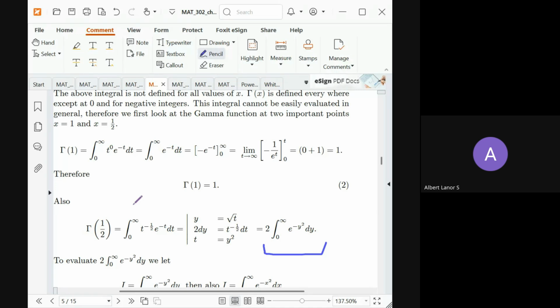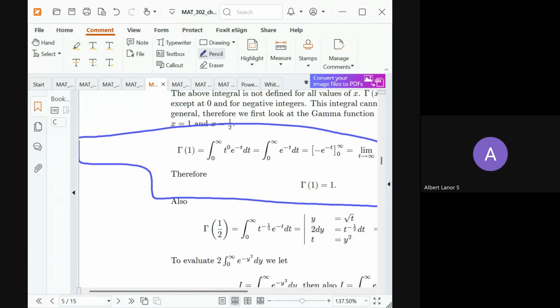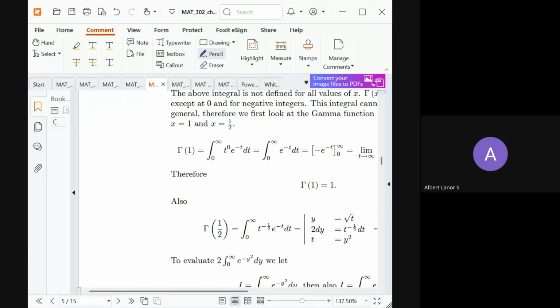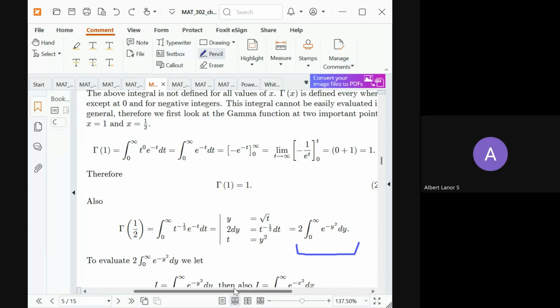All right, so back to our gamma functions. First, let's start with gamma of 1. Gamma of 1 means that t should be 0. Now, if t is 0, you have e to the minus t dt. When you integrate e to the minus t dt, you have minus e to the minus t. Then we apply the improper integral to it. Improper integral means I will take the limit as t goes to infinity.